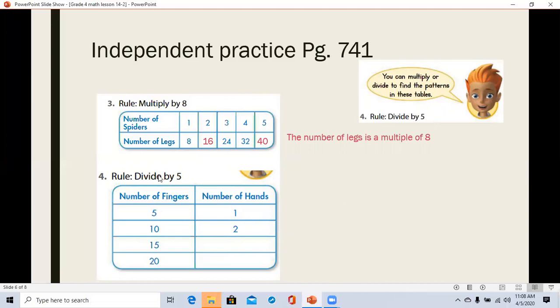So the rule here will be the number of legs is a multiple of 8. Next, divide by 5. The number of fingers is 5, 10, 15, 20. I know that I have 5 fingers on my hand. So 1 hand is 5. 5 divided by 5 is 1. 10 divided by 5 is 2. 15 divided by 5 is 3. 20 divided by 5 is 4. So the number of fingers are multiples of 5.